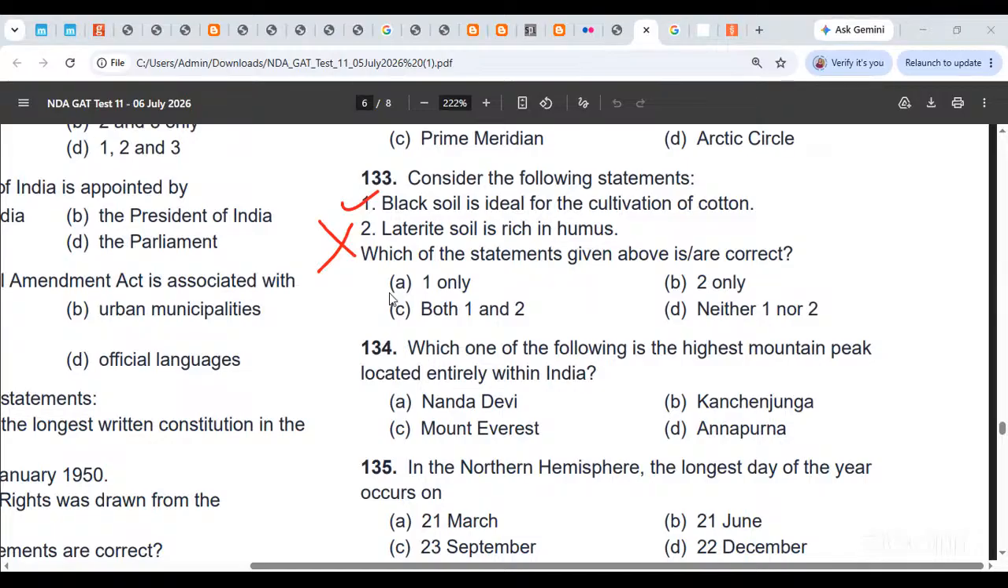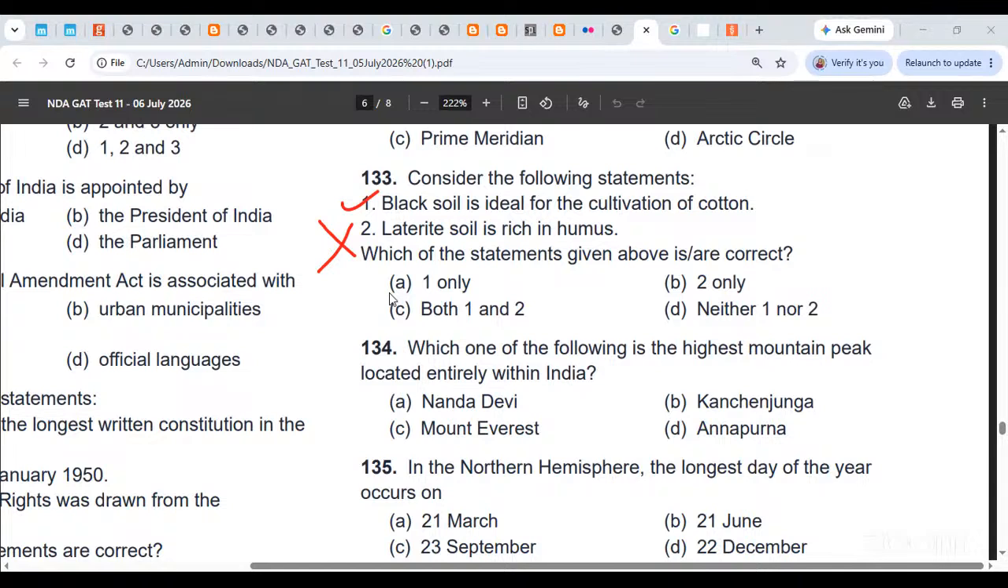It is not like there is no humus being contributed to the soil, but since the rate of decomposition is so high, the humus doesn't remain in the soil for a very long time, and it's generally considered very poor or deficient in humus. Okay, that is the answer with the laterite soil.